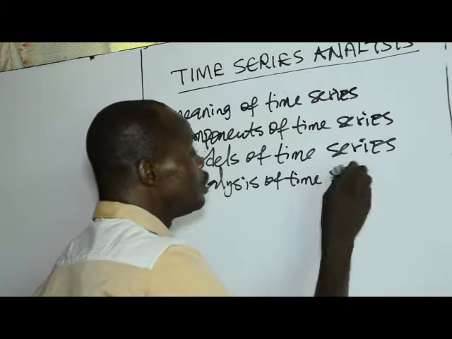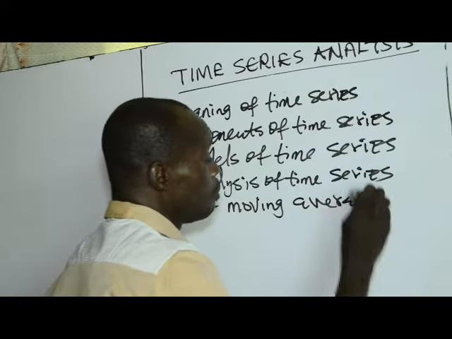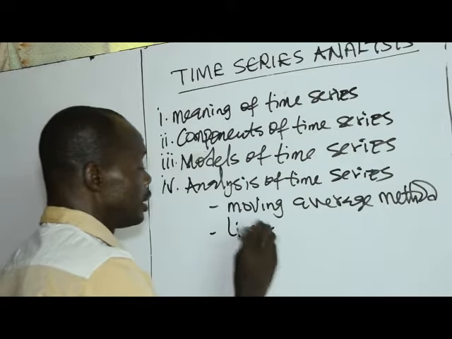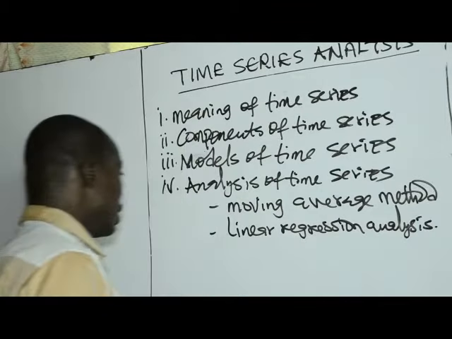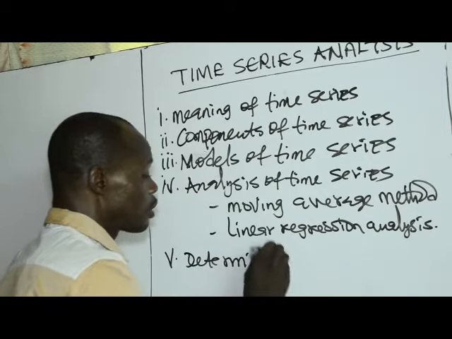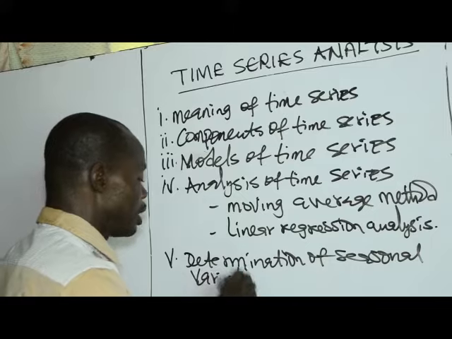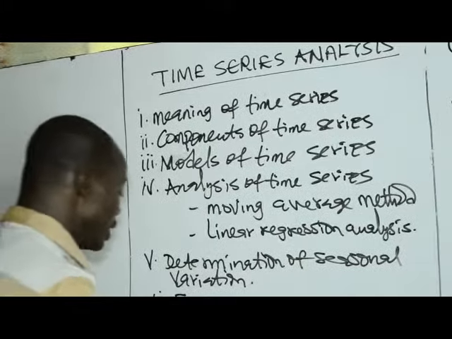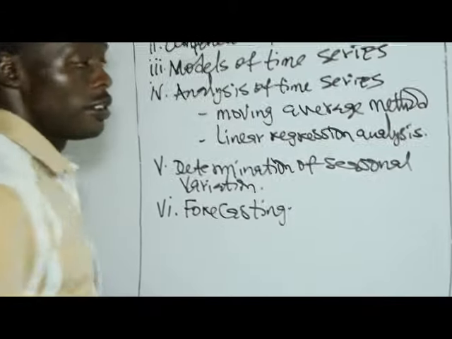Number four, analysis of time series using the moving average method and the linear regression analysis method. Number five, I will as well examine the determination of seasonal variation. Number six, I will examine how to use the time series in business forecasting.